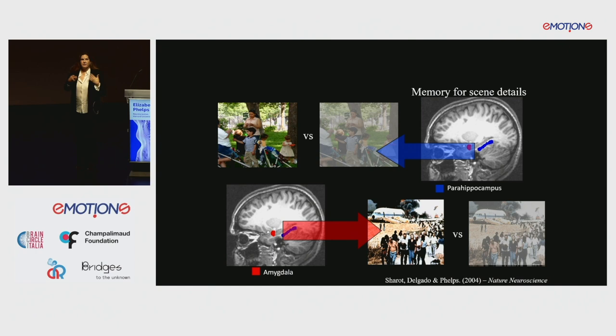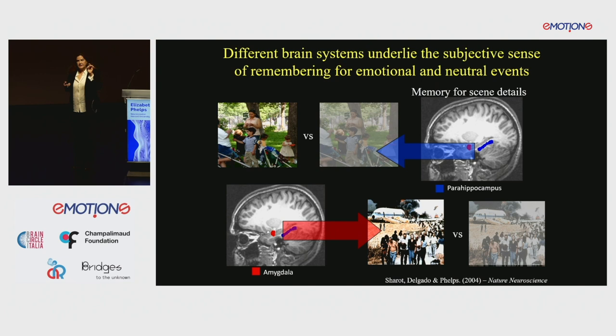So even though you're making the exact same memory judgment, does this memory have a lot of vividness with it? Am I confident? Is this accurate? You're making the exact same memory judgment. Different brain regions seem to underlie this subjective sense of remembering, depending on whether it's an emotional event or a neutral event.